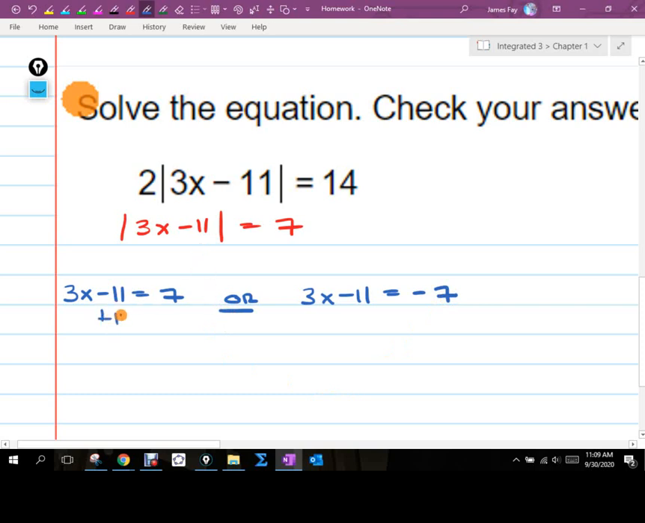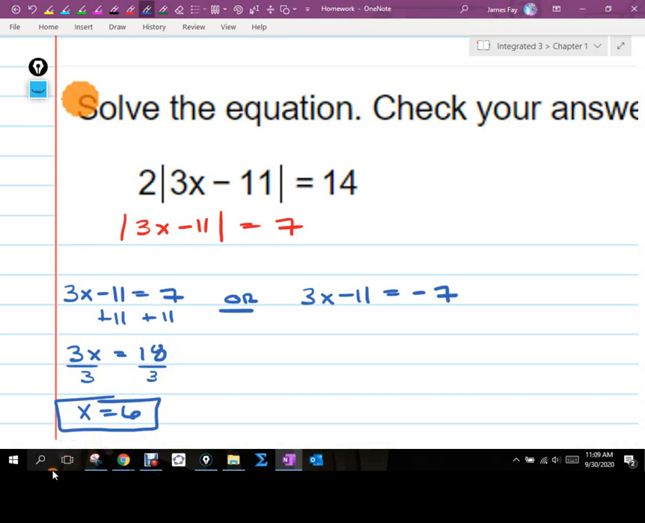We're going to add 11 to both sides. 3x is equal to 18. And then I'll divide by 3. And x is 6. We'll talk about that in a minute. So then we're going to add 11 here. Add 11 there. So I get 3x is equal to 4. And now I have x is equal to 4/3.